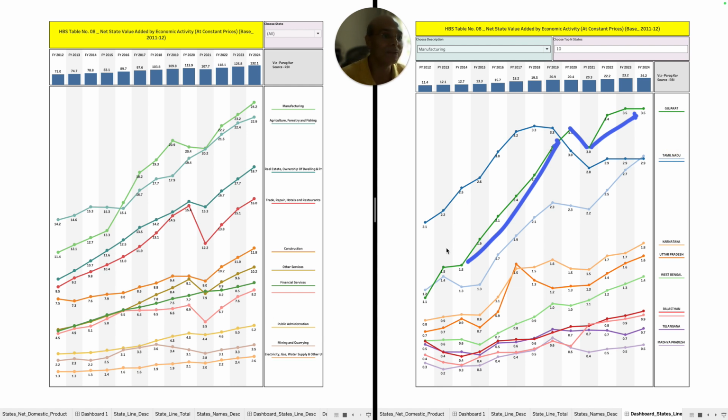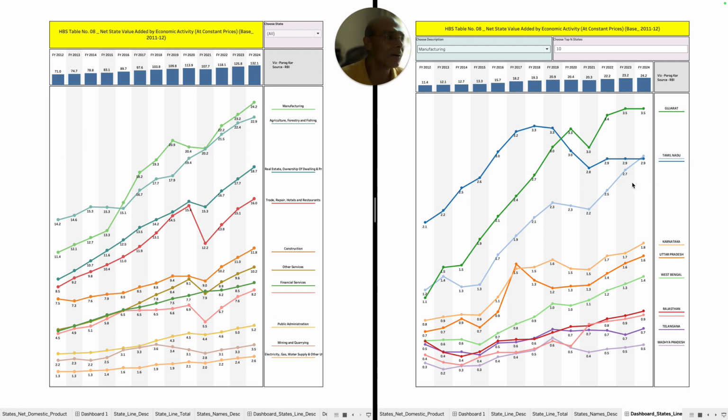Then Tamil Nadu, which actually is like a camel shape, right? Look at this. It goes down and then it actually should go up, but because the numbers for FY23 and FY24 are missing, this is flat. That's why I copied it, as I told you earlier. So it should show this type of trend for Tamil Nadu.